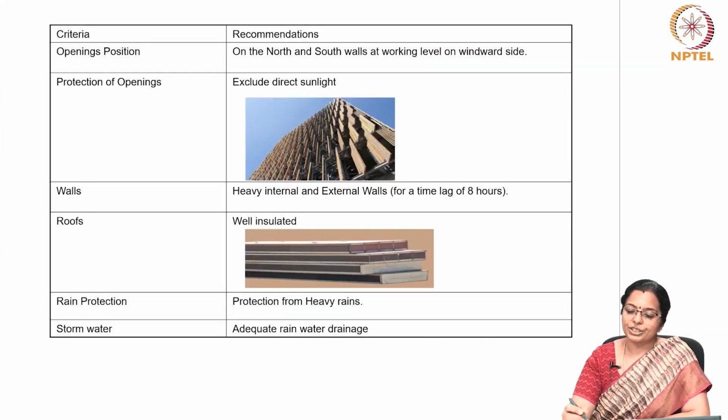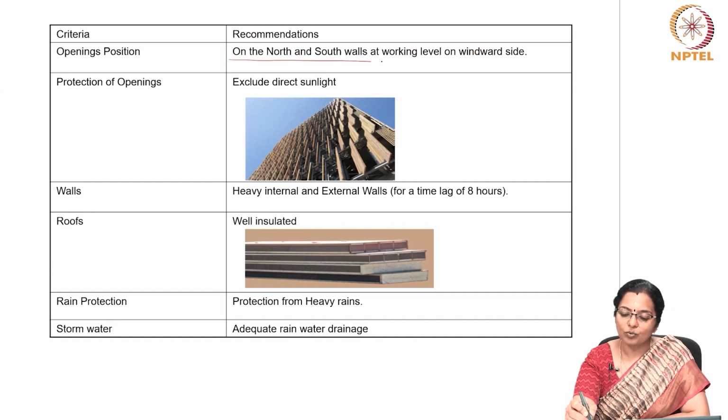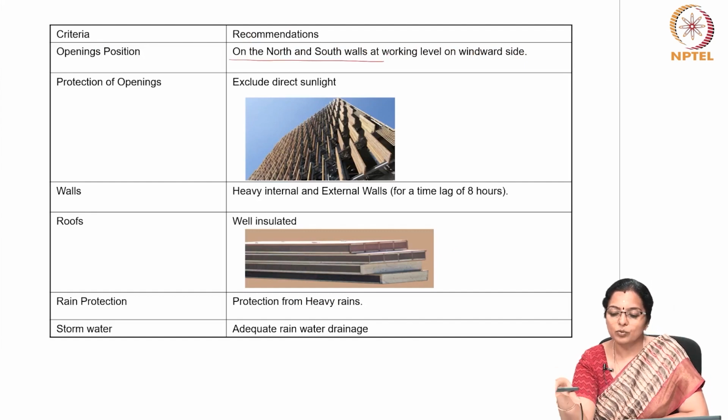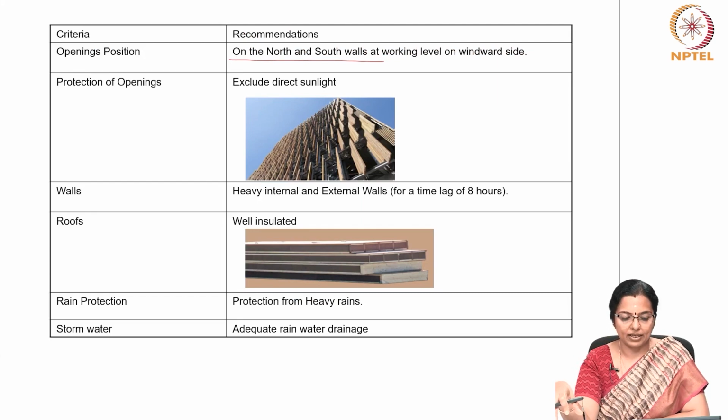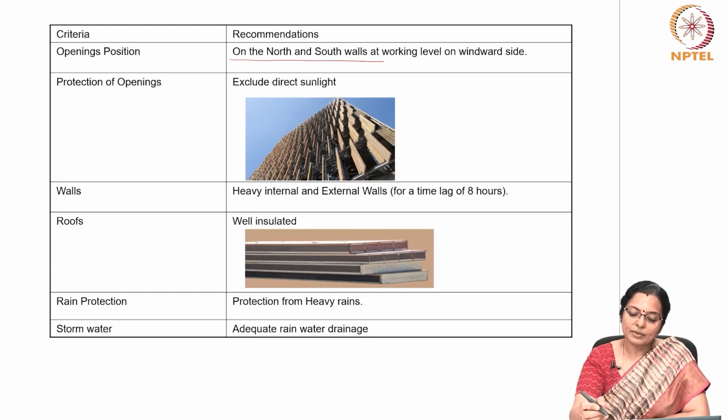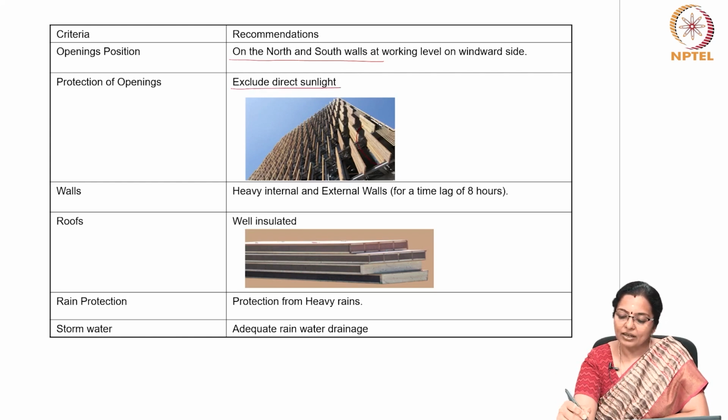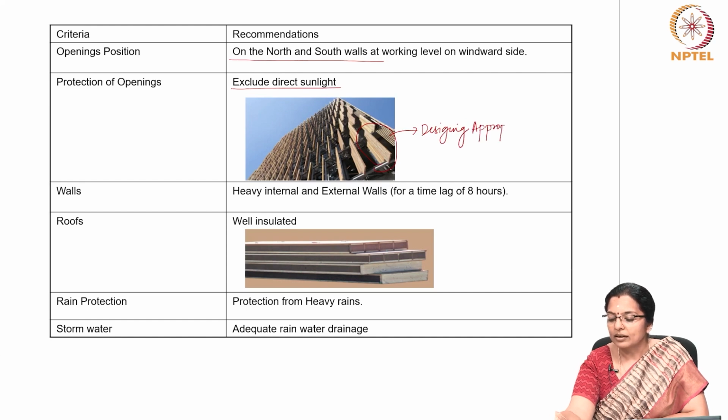For opening position, on the north and south walls, the opening positions work well on the windward side at the working level. Windows must be protected and exclude direct sunlight in whichever way possible by designing appropriate shading. We have already seen the various ways of designing shading devices.